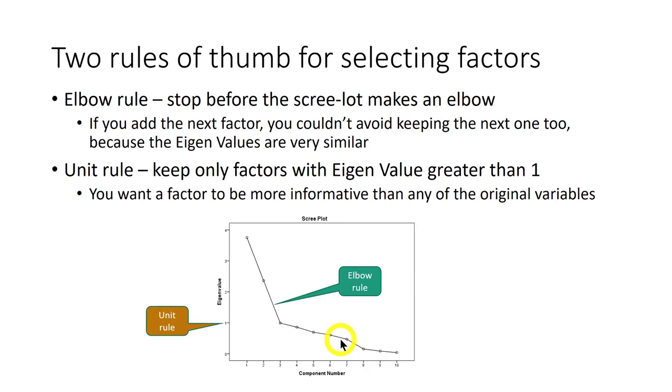Is to stop adding factors when the eigenvalue drops below 1. And what is the rationale for that? We don't want a factor, a summary variable, that contains less information than any of the original variables. If you recall, since the variables were standardized, each one of them entered the analysis with 1 unit of information. So we don't want to add any factor that contains less than 1 unit, and that's the unit rule.